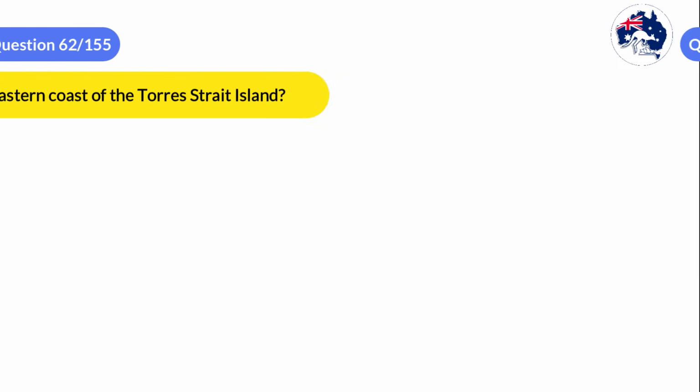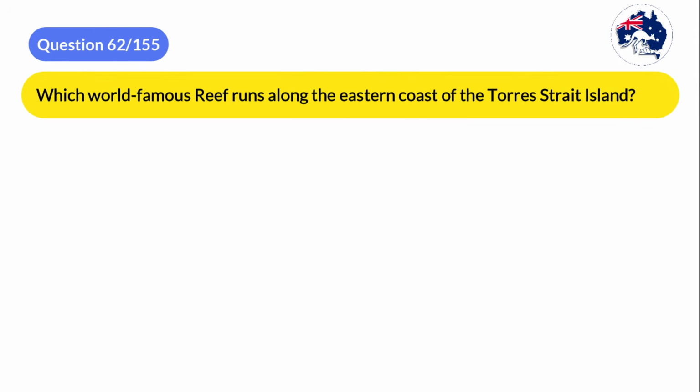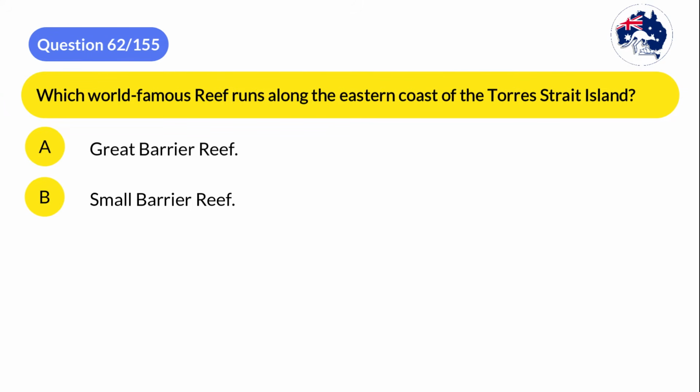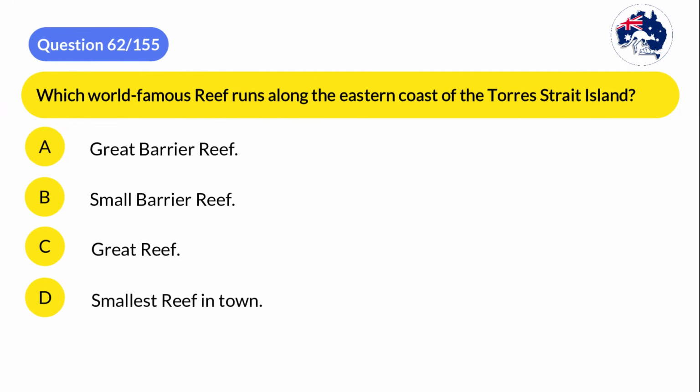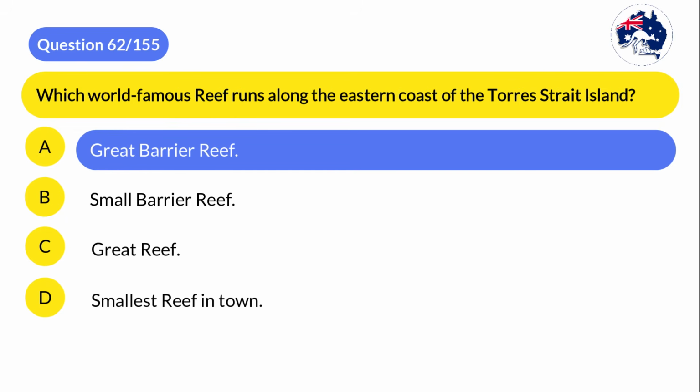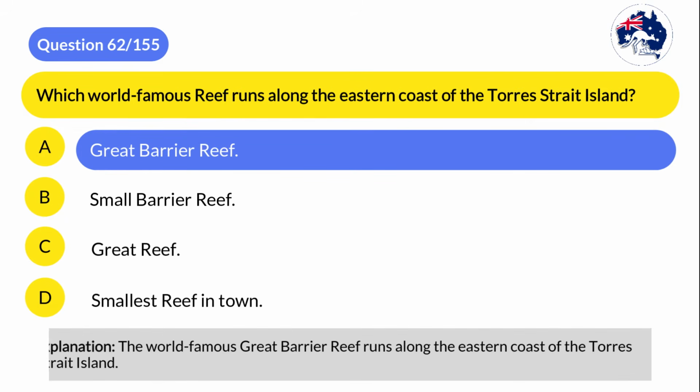Question 62. Which world-famous reef runs along the eastern coast of the Torres Strait Island? A. Great Barrier Reef. B. Small Barrier Reef. C. Great Reef. D. Smallest reef in town. The correct answer is A. Great Barrier Reef. Explanation: The world-famous Great Barrier Reef runs along the eastern coast of the Torres Strait Island.